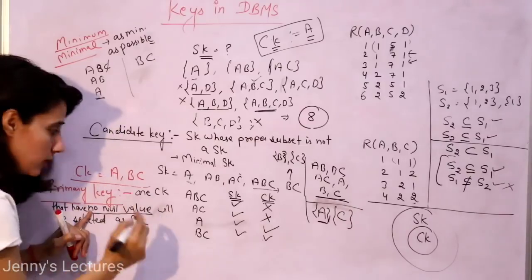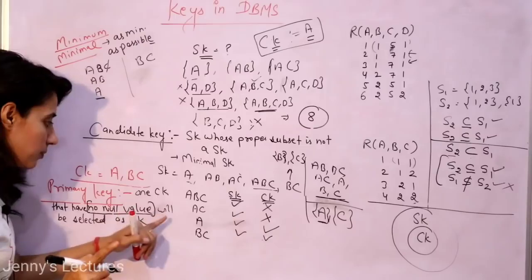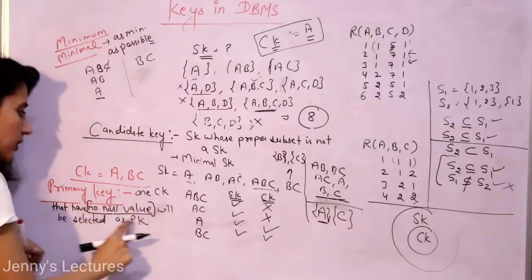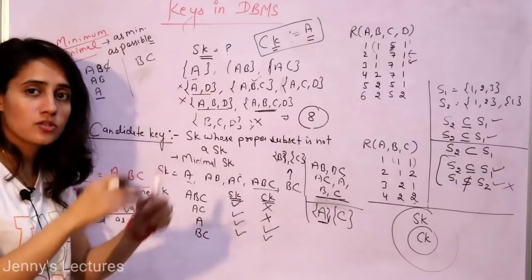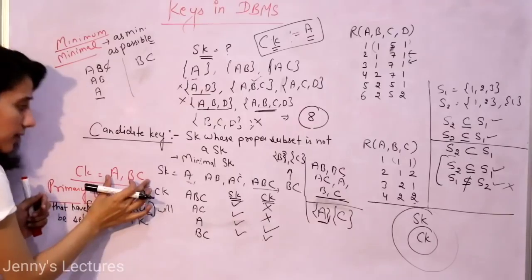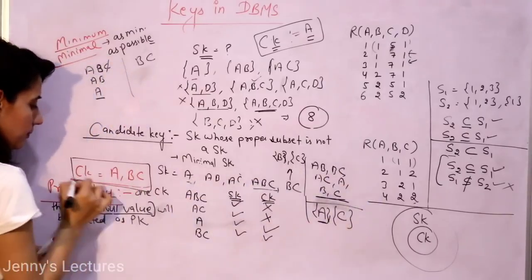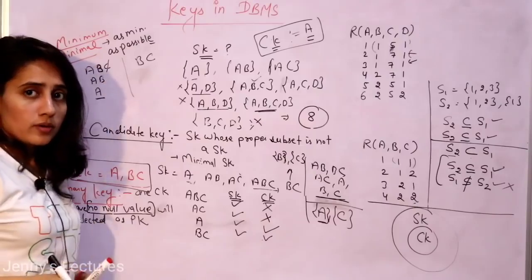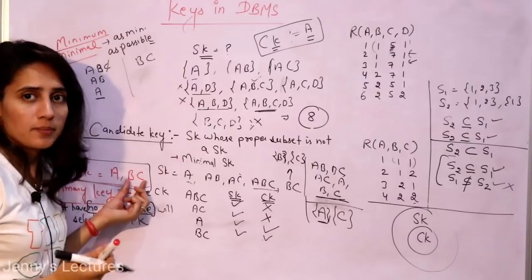The constraint on primary key is what? It shouldn't have any null value, right? That will be selected as primary key, and the remaining candidate keys would be selected as alternate keys or secondary keys, right? So from here, in this relation, candidate keys are A and BC. So we can select A as a primary key, or you can select BC as a primary key.